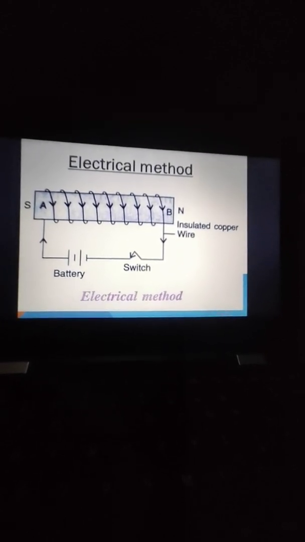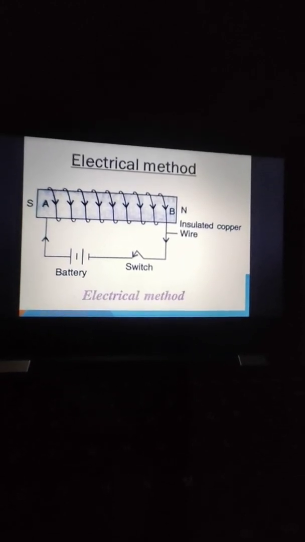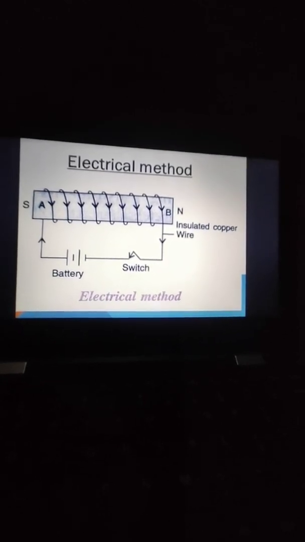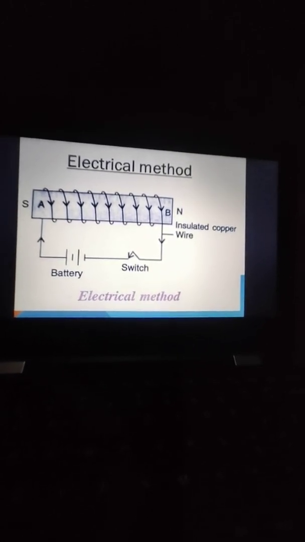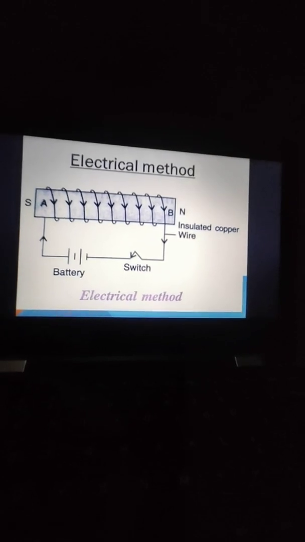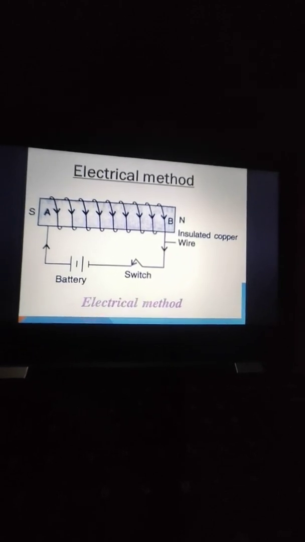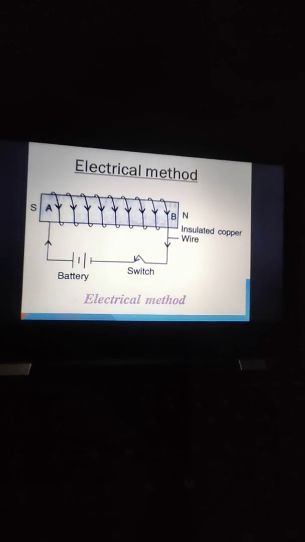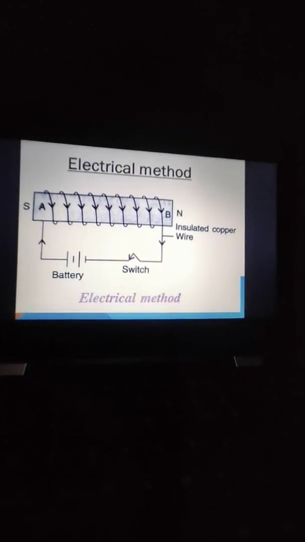Got it, beta? If we want to reverse the polarities, then we have to change the direction of current in the coil. For example, here we have taken clockwise, and if we take it anti-clockwise, then the end A will acquire north polarity and the end B will acquire south polarity. Okay, beta? This kind of magnet that we get from the electrical method is also a temporary magnet, because when you switch off the current, the iron bar will lose its magnetic property.